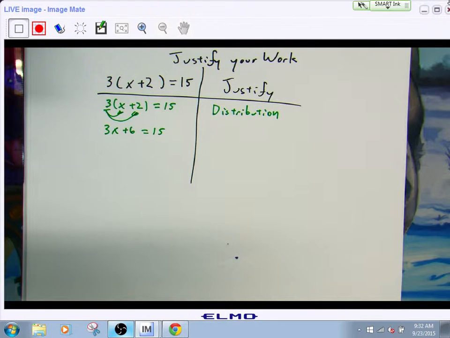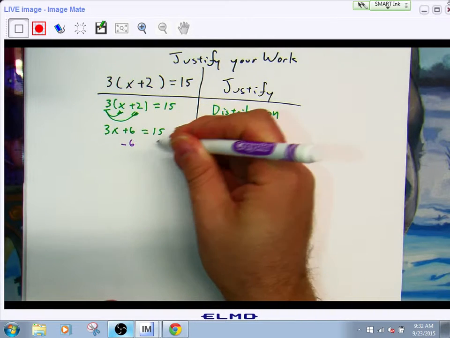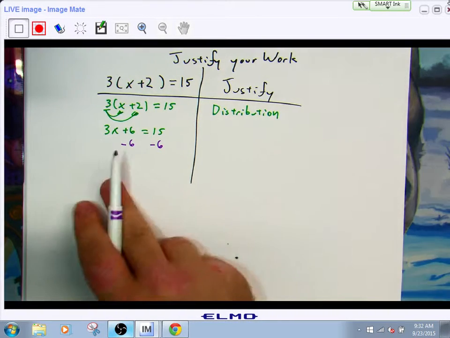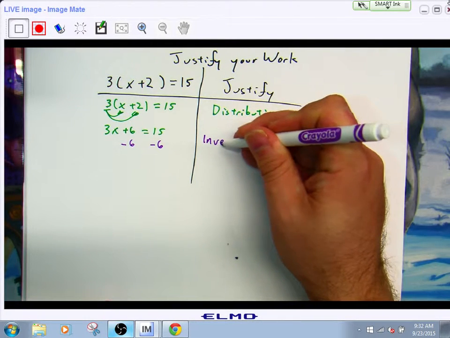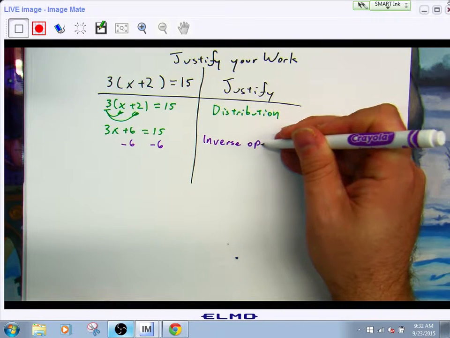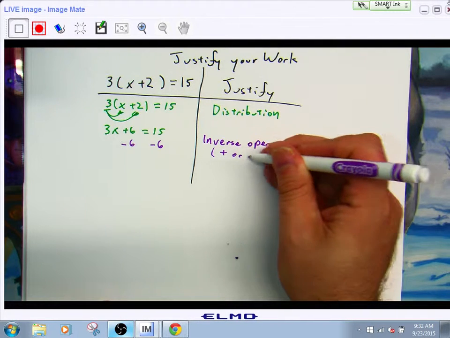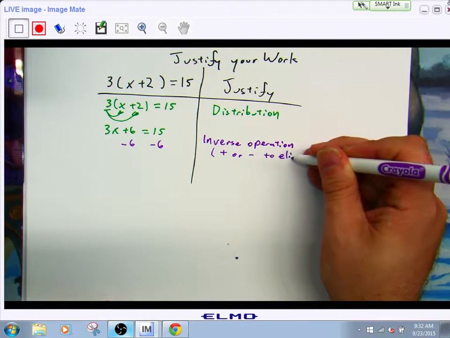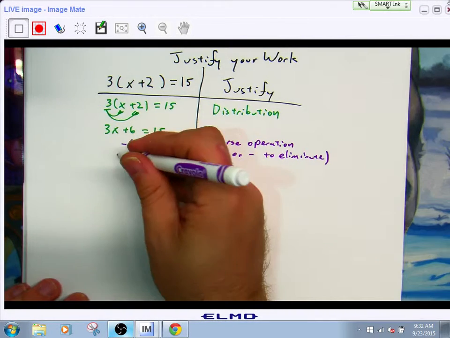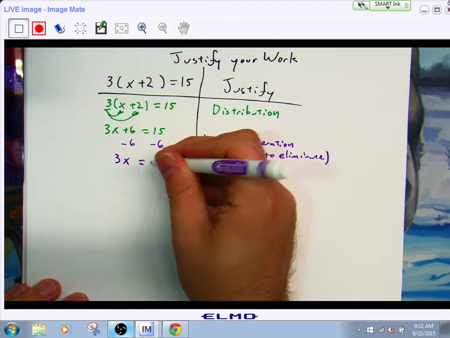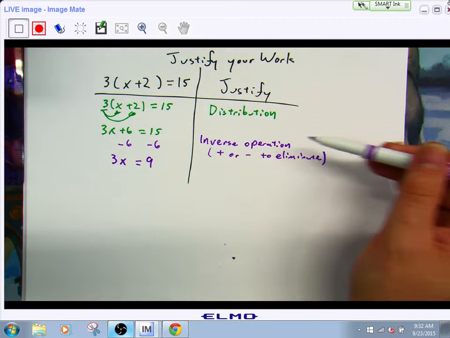Now, our next step in solving this would be to subtract 6 from both sides. This step is called the inverse operation. And we do this anytime we add or subtract to eliminate something on one side. So by subtracting by 6 here, I get 3x equals 9. And why am I subtracting by 6? Because I'm performing the inverse operation.